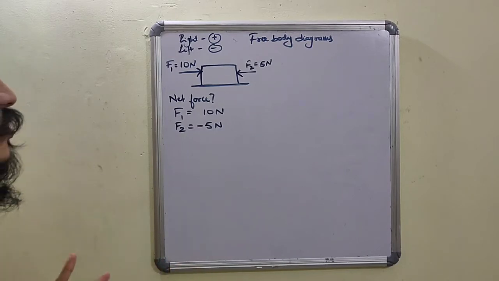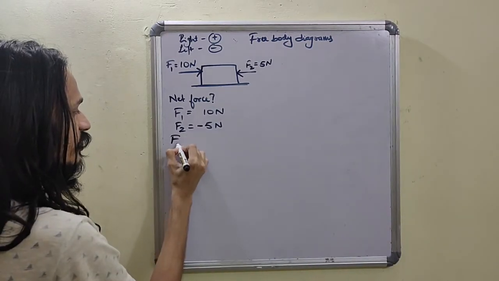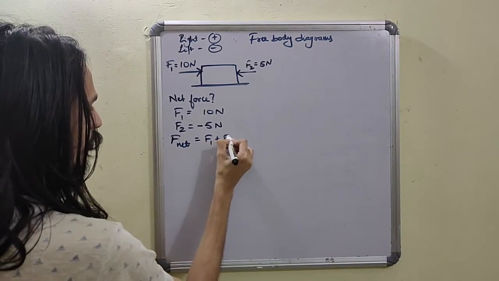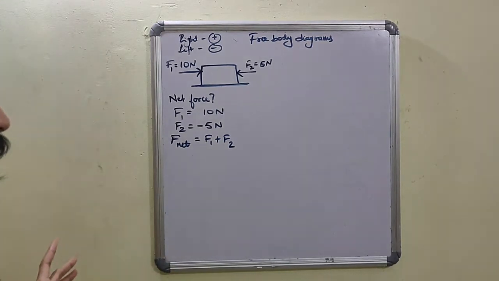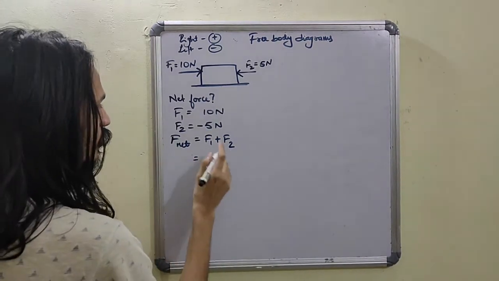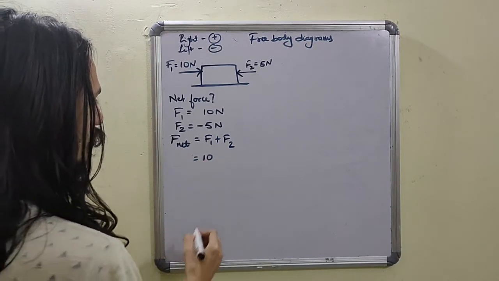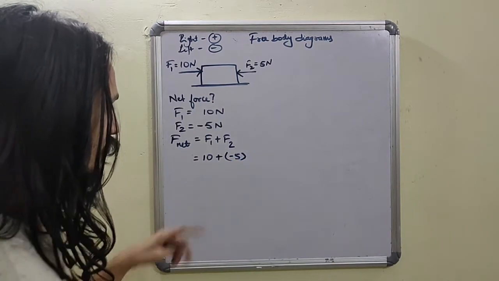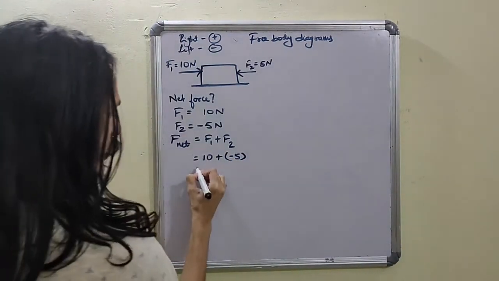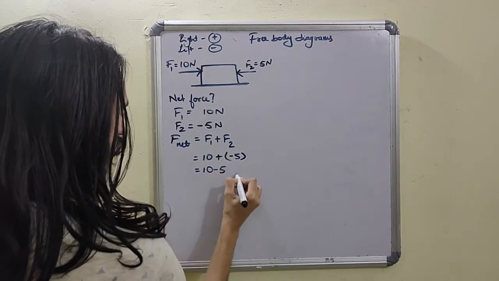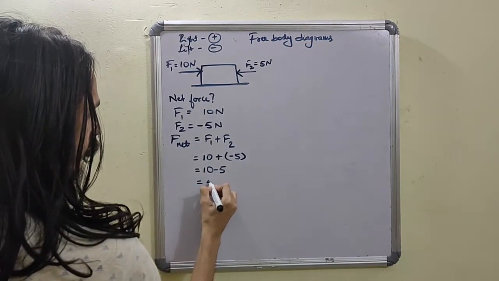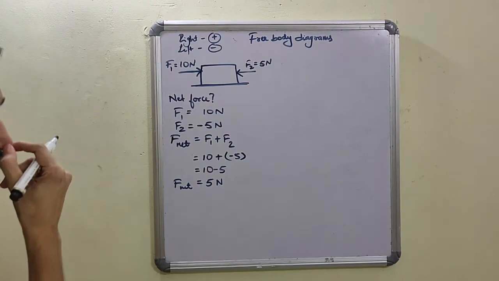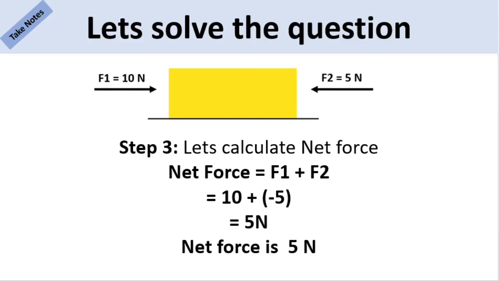Right now there are only two forces. So net force is nothing but we write as F net equals F1 plus F2. As simple as that. What is F1? 10 plus F2, which is nothing but minus 5. Plus of minus is minus, right? So 10 minus 5. Just 10 minus 5? 5 newtons. So net force is 5 newtons.